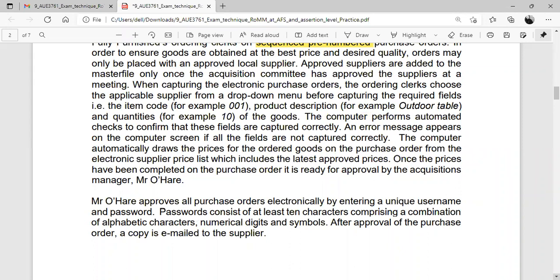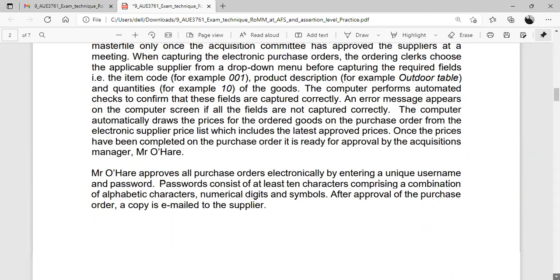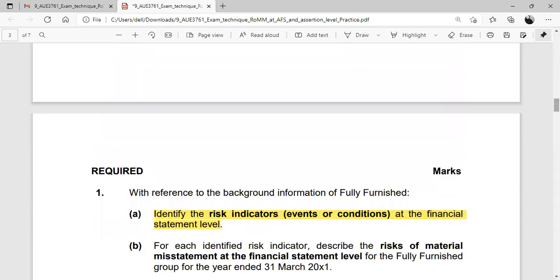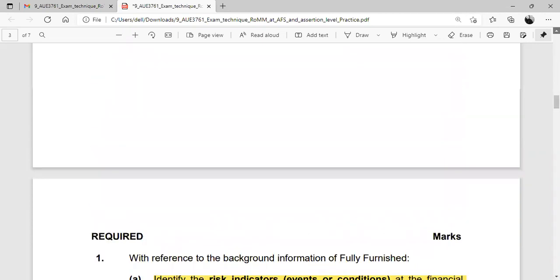So that means that not everyone can go into the system and do whatever they want to do. They can't process an order without Mr. O'Hare's password. And then passwords consist of 10 characters comprising a combination of alphabetic characters, numerical digits, and symbols. And after approval of the purchase order, a copy is emailed to the supplier. So I'm assuming that this is the part where the supplier will then deliver the required order.